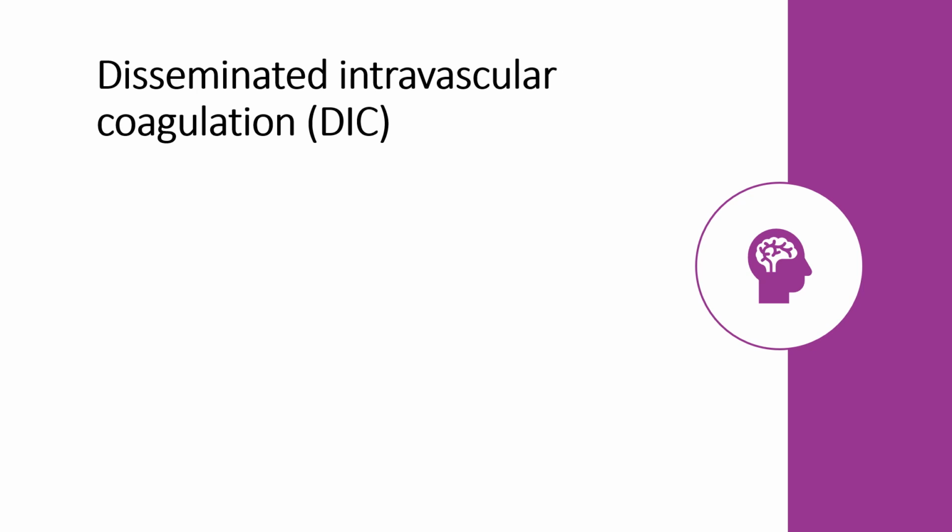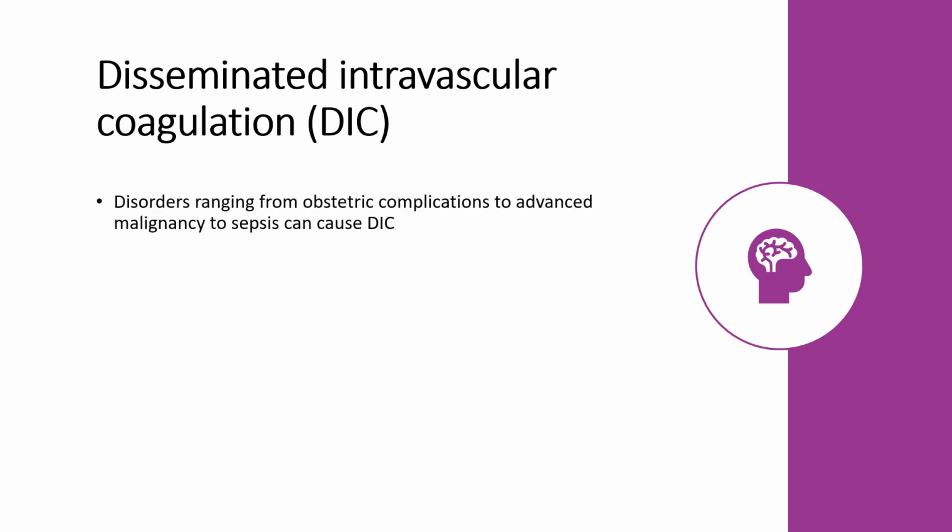Okay, so as I told you, disseminated intravascular coagulation is associated with multiple clinical scenarios, ranging from obstetric complications to advanced malignancy to sepsis, all can cause DIC. Now, the problem with DIC is it leads to widespread formation of thrombi in microcirculation, right? So, in microcirculation means arterioles, capillaries, all these places there is widespread formation of thrombus.